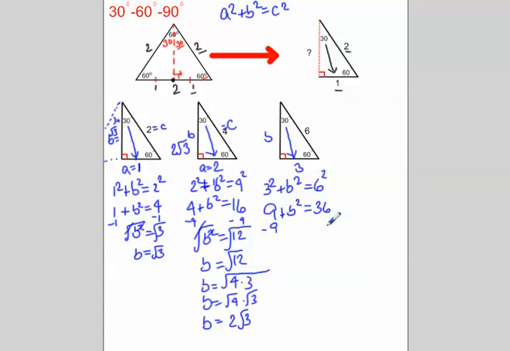We need to undo what's being done to B, so we will subtract 9 from both sides and leave B squared equals 27. We're going to take the square root of both sides, and we're going to cancel our square root and our square to get B equals the square root of 27. And I'm going to rewrite that as, you got it, 9 times 3.